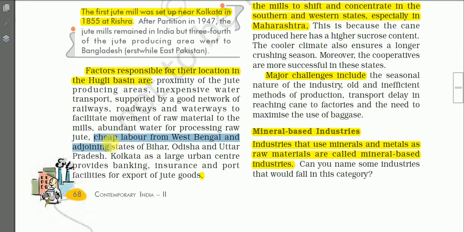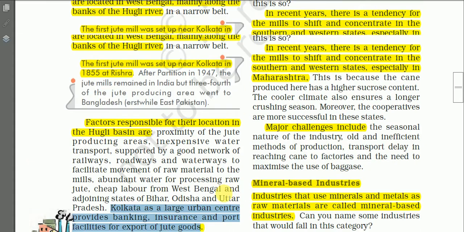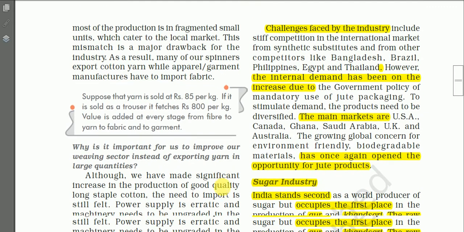Then cheap labor from West Bengal and the adjoining states of Bihar, Orissa and Uttar Pradesh. Cheap labor is also available from this state itself, then from the neighboring states of Bihar, Orissa and Uttar Pradesh. And moreover, Kolkata is a large urban center providing banking, insurance and port facilities to export these jute goods. So these are the reasons for the concentration of jute mills along the Hooghly River. Any questions from your side, boys and girls?